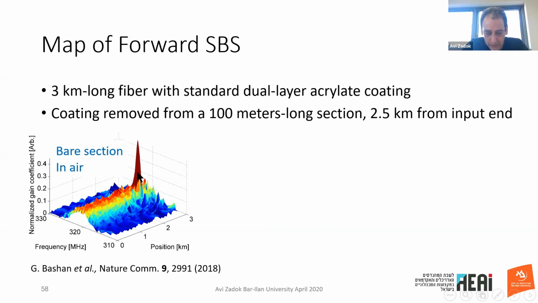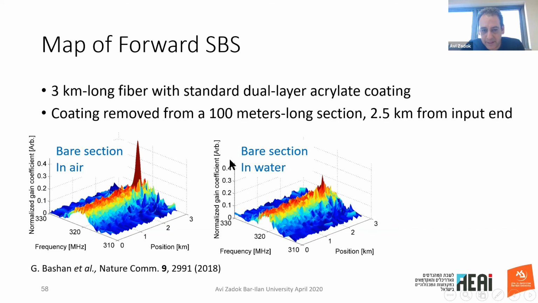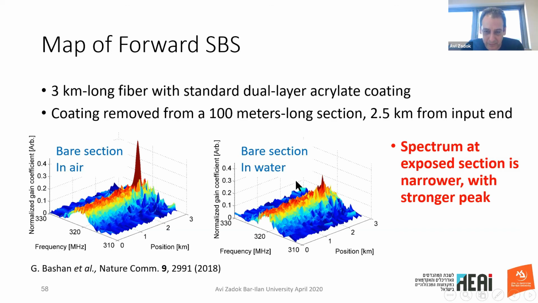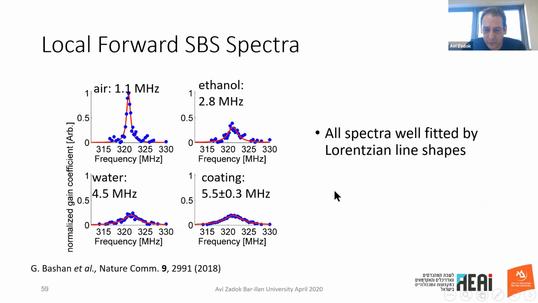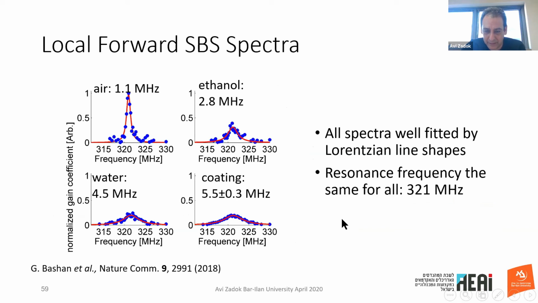So in this position only, all of a sudden we're seeing a much, much stronger interaction and much more narrow spectrally, because the decay rate is so much slower when there's no coating. But if we were to immerse that bare section in water, then all of a sudden this washes away. And there is a much broader and weaker peak than before. And if we put it in ethanol, there's maybe something in between. And we get these spectra that become wider and wider as we move from air to ethanol to water to coating. And even though they're all fitted by Lorentzians, the width is very, very different.